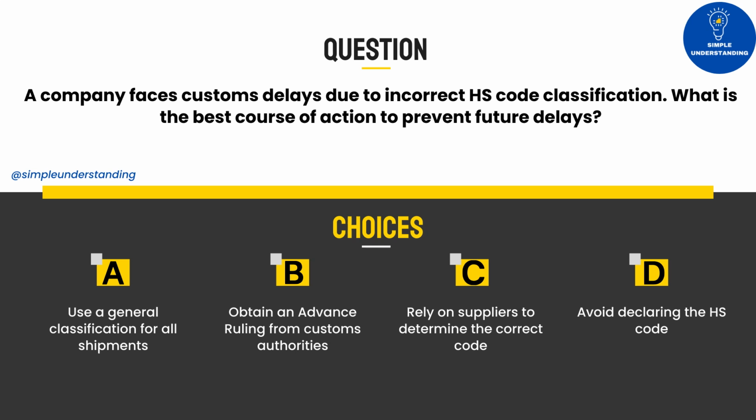8. A company faces customs delays due to incorrect HS code classification. What is the best course of action to prevent future delays? A. Use a general classification for all shipments. B. Obtain an advance ruling from customs authorities. C. Rely on suppliers to determine the correct code. D. Avoid declaring the HS code.